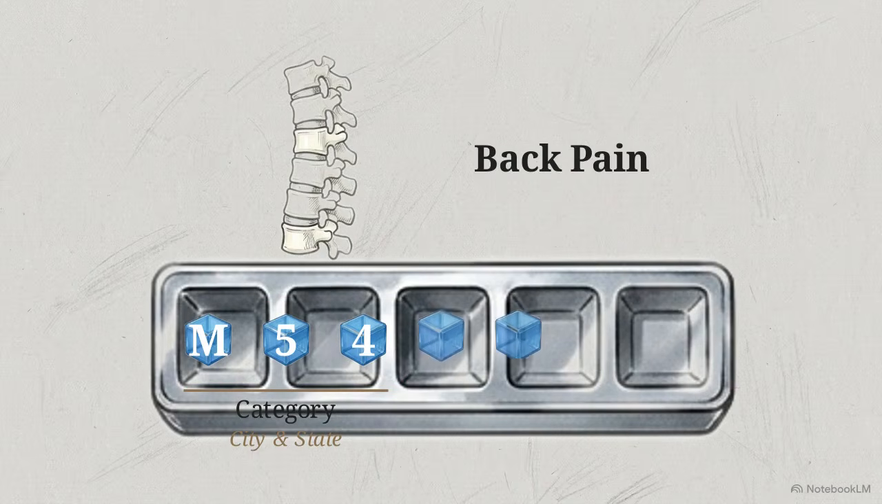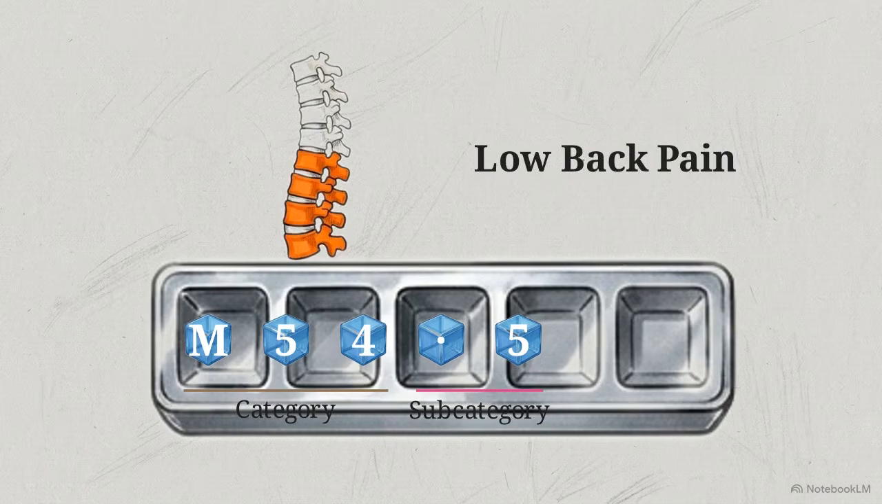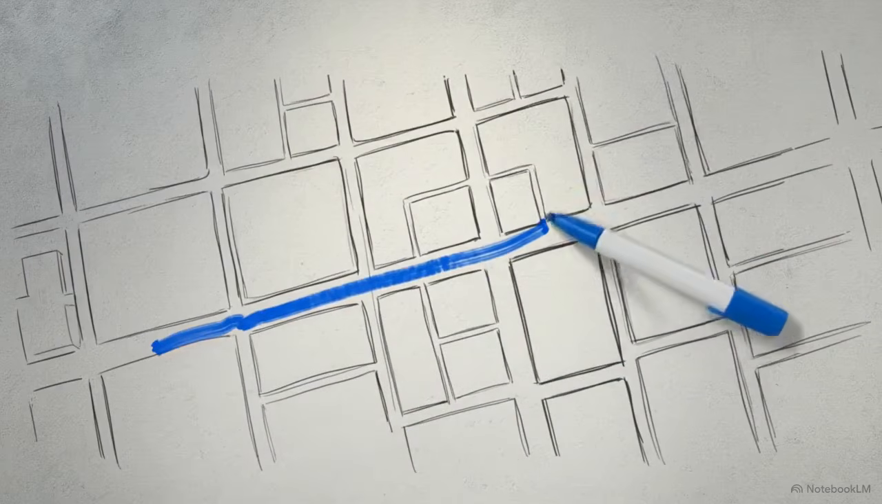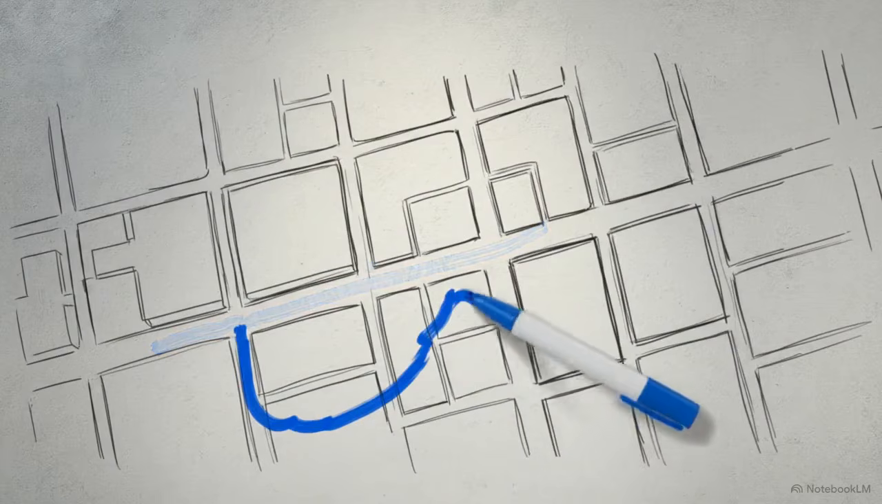Most conditions require more detail, characters 4 and 5. This subcategory acts like the street name on our map. These additional characters provide clinical details that narrow the focus of the diagnosis. In our example, adding the subcategory characters transforms the broad M54 into a specific diagnosis, low back pain. Every character added moves the diagnosis further along the path, refining a broad region into a specific clinical location.